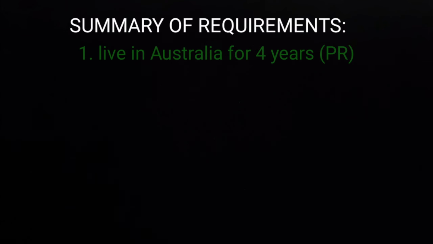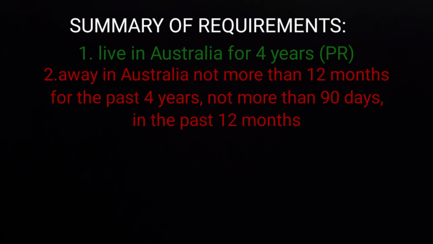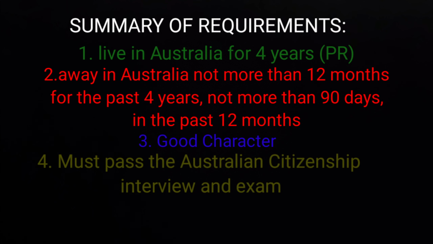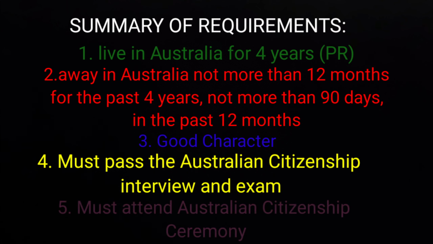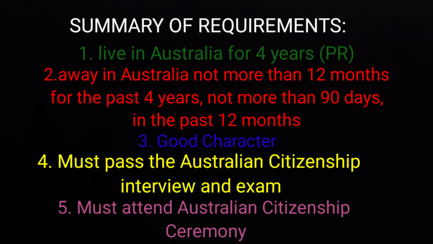Now let's summarize the basic requirements to become an Australian citizen. First, you live in Australia for 4 years. Second, you are away from Australia not more than 12 months in the past 4 years, and not more than 90 days in the past 12 months. Third, you have good character. Fourth, you must pass the Australian citizenship interview and exam. Fifth, you must attend the Australian citizenship ceremony.